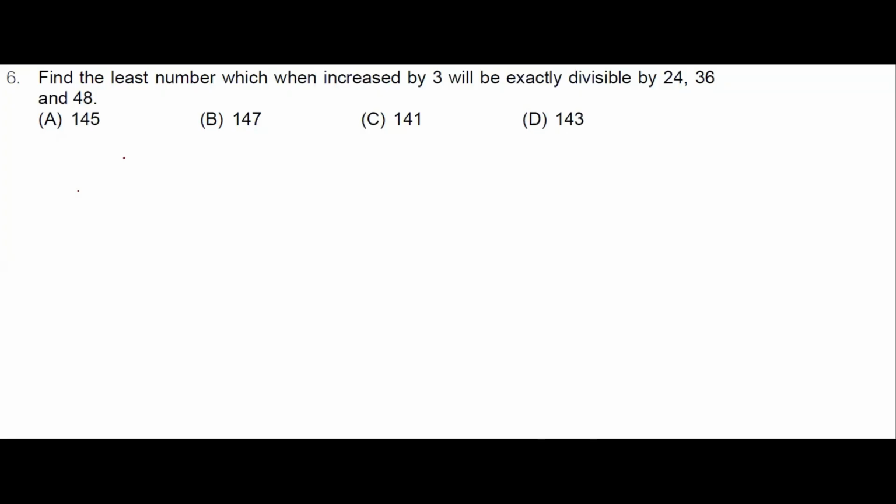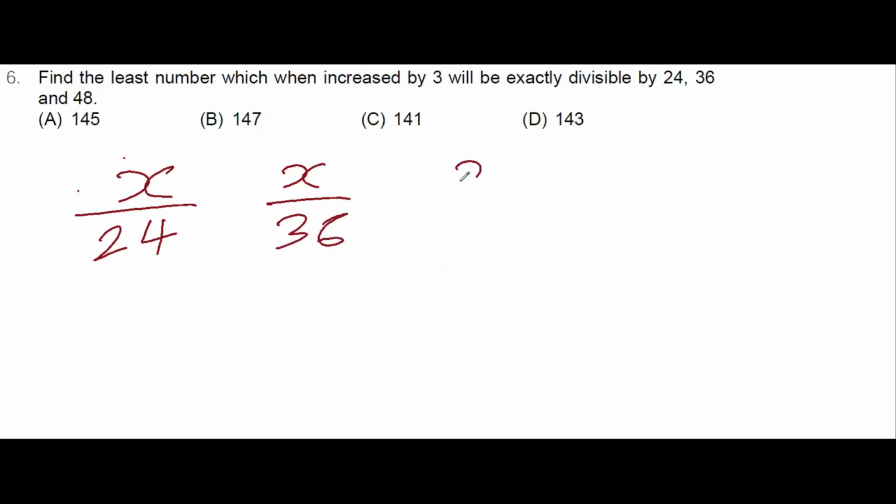Okay, so it says find the least number which, when increased by 3, will be exactly divisible by 24, 36 and 48. So I want to find a number which is exactly divisible by 24, exactly divisible by 36 and exactly divisible by 48. But which number? The least number I need to find, which when increased by 3, should be exactly divisible by these numbers.